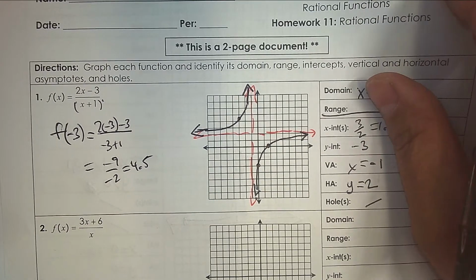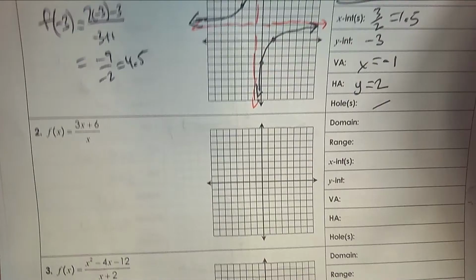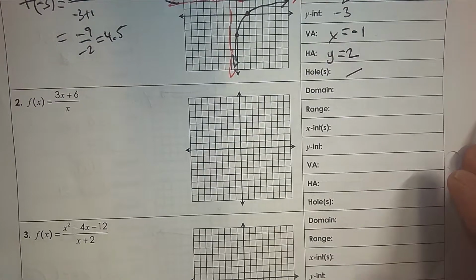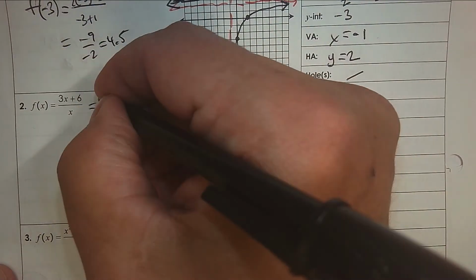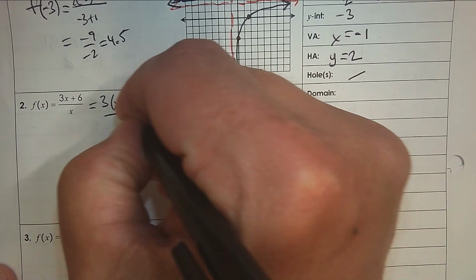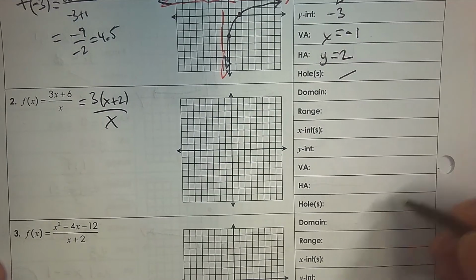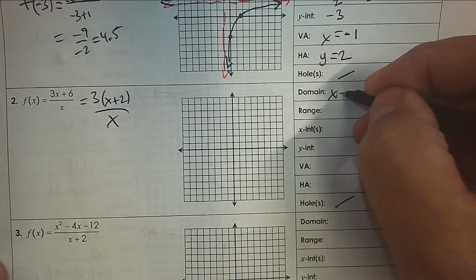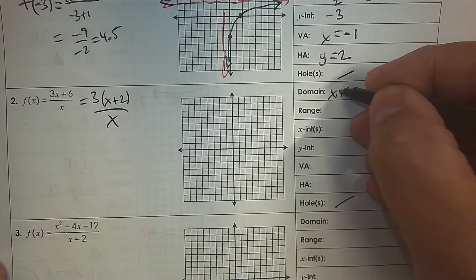Number 2, and again always, you try first and then press pause, then see the video. So the first thing I notice is I factor a 3 out. That's 3 times x plus 2 over x. There's nothing that's removable, so there are no holes. The domain: x can't equal 0 from the bottom. I'm not worrying about the range.